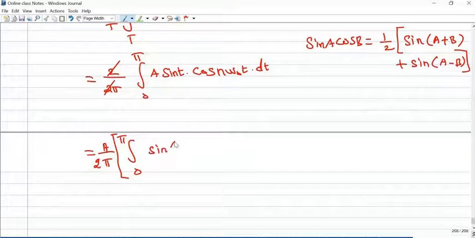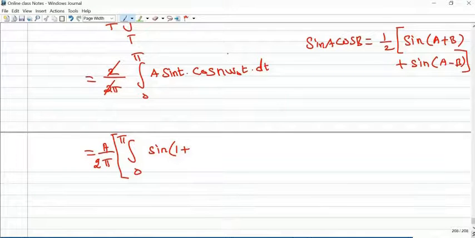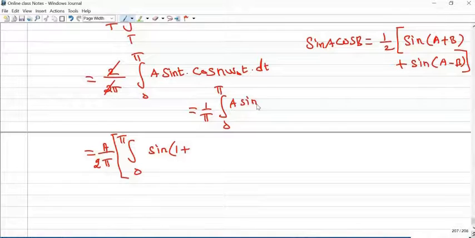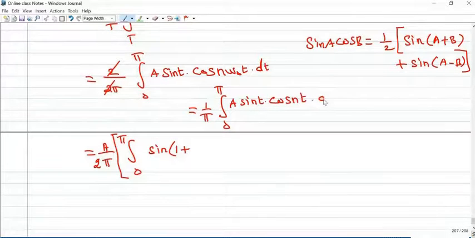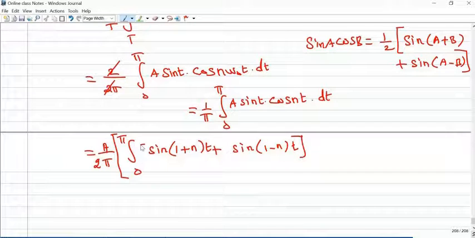So sin of a plus b, sin of 1 plus n. The omega naught value in this example is 1, because 2 pi by T gives us 1. So we have 1 by pi, 0 to pi, A sin t cos nt dt, which becomes sin t cos nt: a plus b is 1 plus n, so sin 1 plus n t plus sin of 1 minus n t, dt.